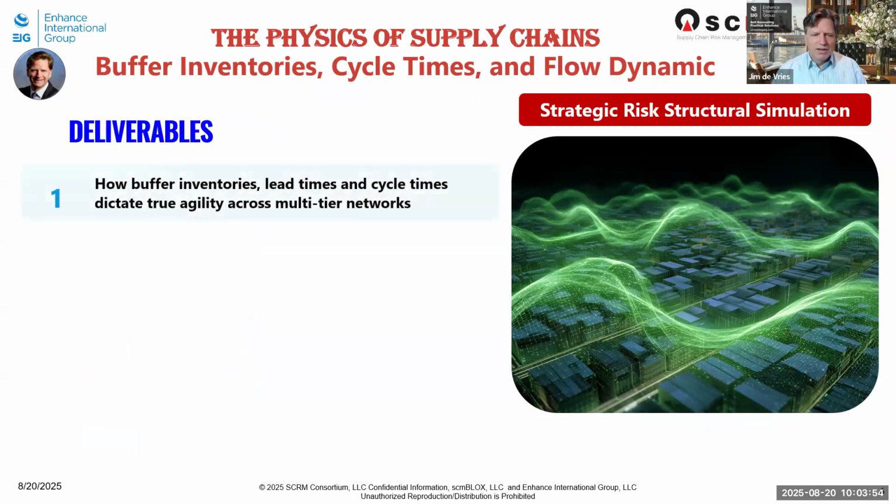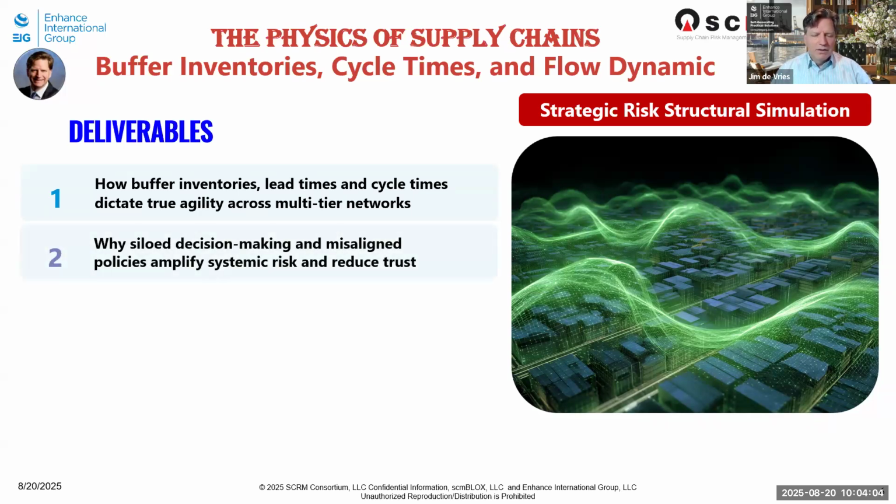So the deliverables today: how buffer inventories, lead times, and cycle times dictate true agility across a multi-tier network. Our next deliverable is why siloed decision-making and misaligned policies amplify systemic risk and reduce trust. So we're going to be getting into trust a bit in this webinar and linking it to decision-making.